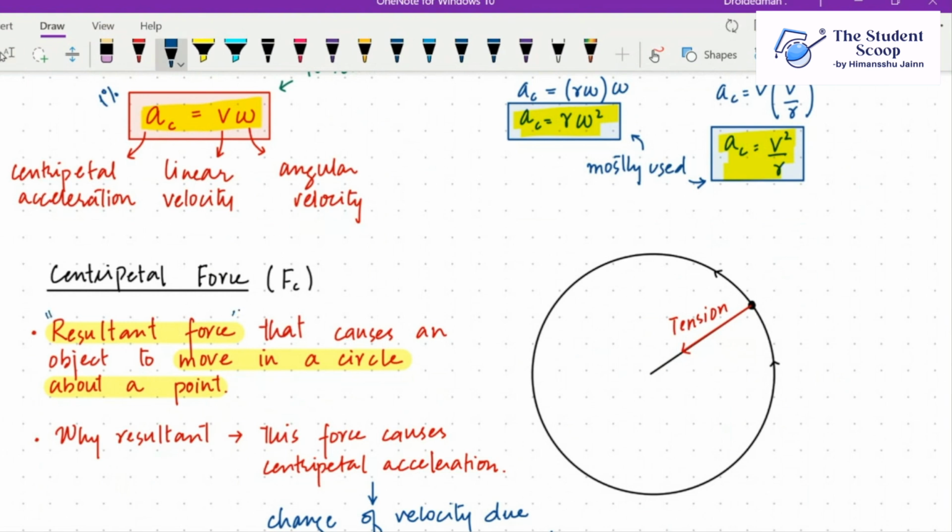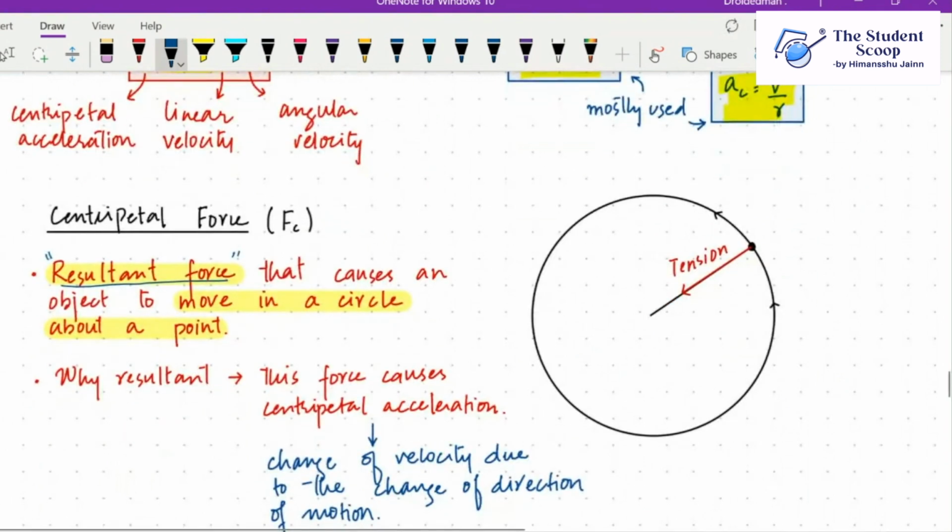We have to remember it is a resultant force, the resultant force that causes an object to move in a circle. So it is not just one force. Why resultant? It is not a new force like a tension or a normal force. It is not a category of a force. It is a resultant force in itself. Resultant force is always in the direction of the acceleration.